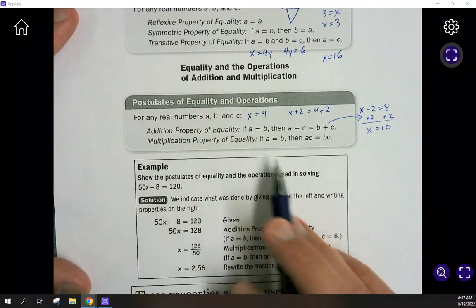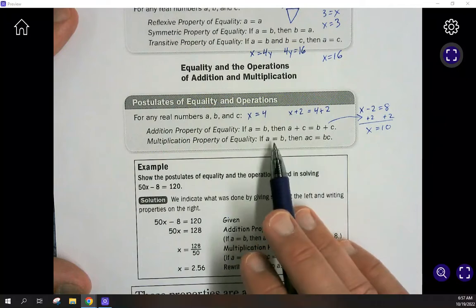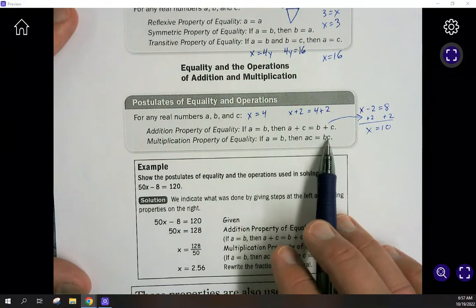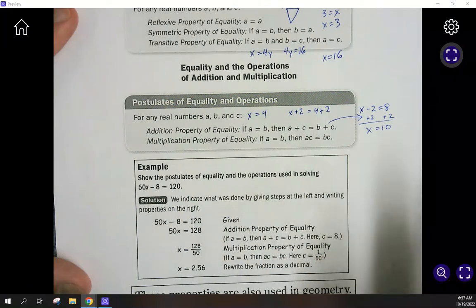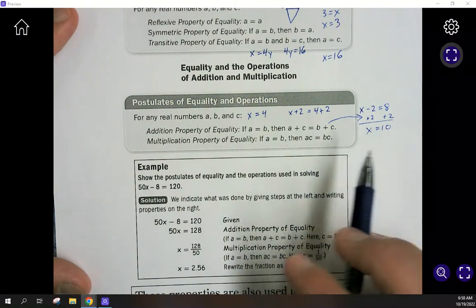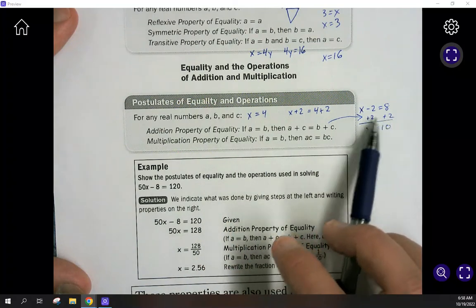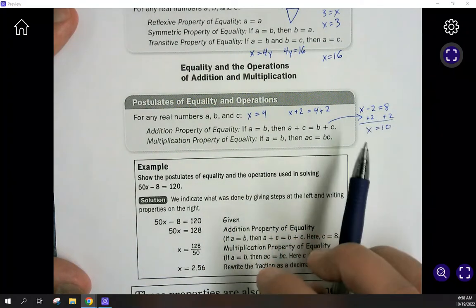And then the multiplication property of equality, we use this all the time as well. If A equals B, then I can multiply both sides of the equation by C, and they are still equal. Now, when we look at these, we sometimes subtract on both sides, we sometimes divide on both sides.